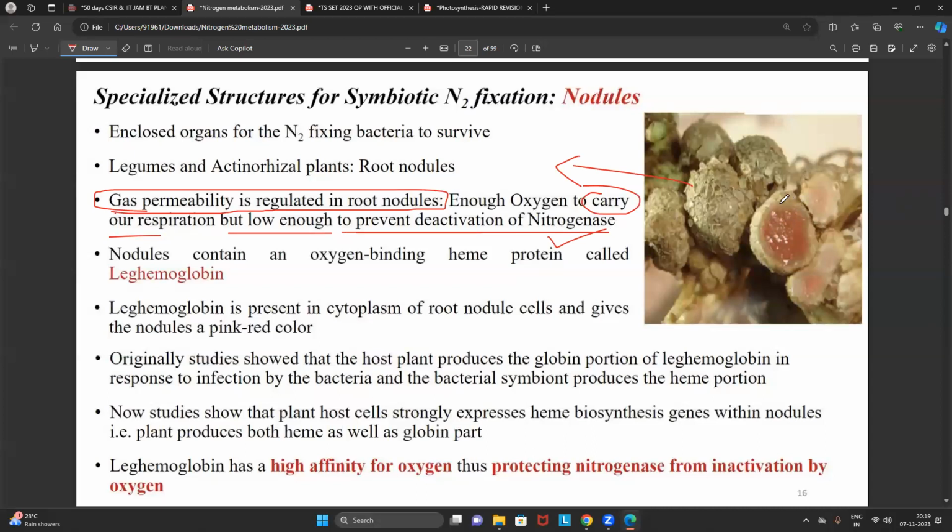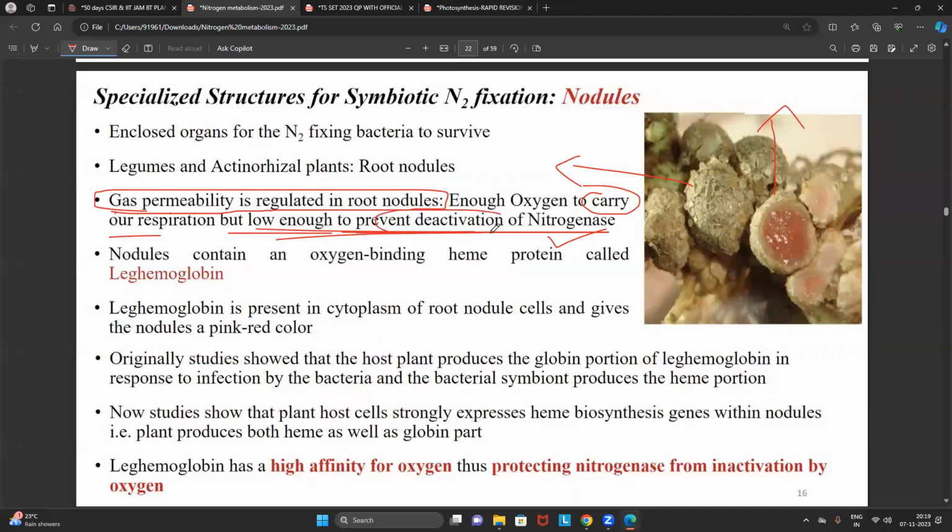So you have to understand the speciality of a nodule. It is allowing the oxygen only in required amounts. It never ever allows the oxygen in excessive amounts, because if the oxygen is allowed in excessive amounts, what happens? Nitrogen fixation never occurs. So how much amount of oxygen has to be passed?